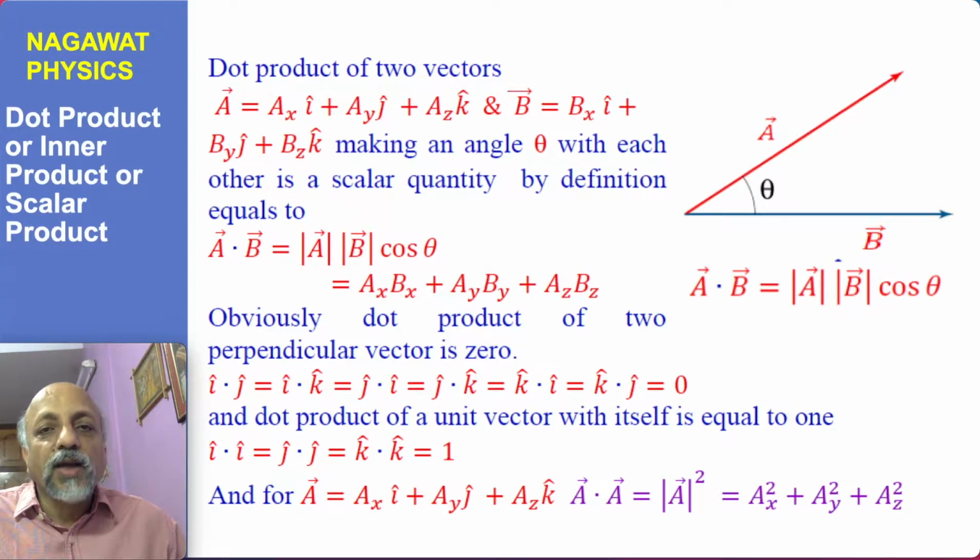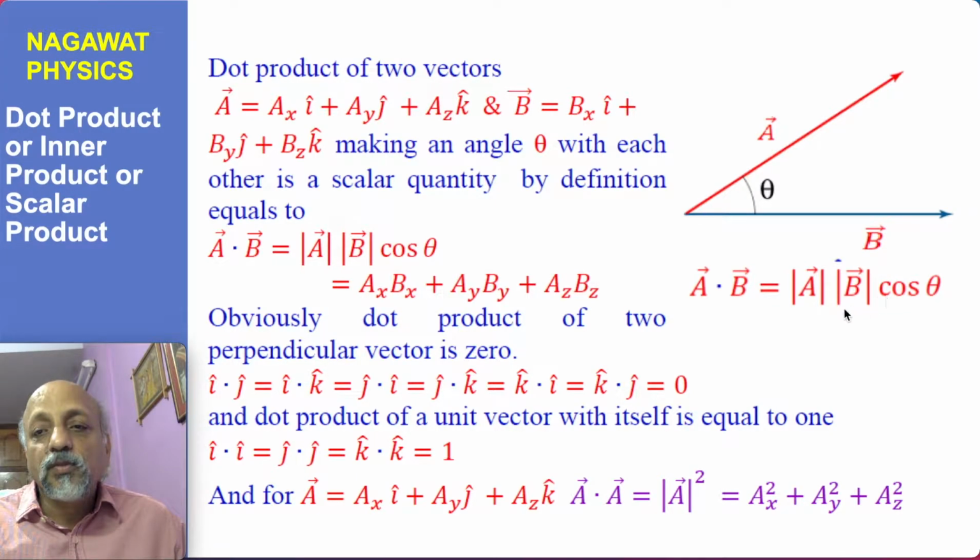Dot product of two vectors is very easy to define if you know the magnitudes of the vectors and the angle the vectors make with each other. Let theta be the angle between the two vectors A and B, and the magnitude of the first vector is magnitude A, that of the second vector is magnitude B. Then by definition the dot product A dot B is the product of the magnitudes of the two vectors with the cosine of theta.